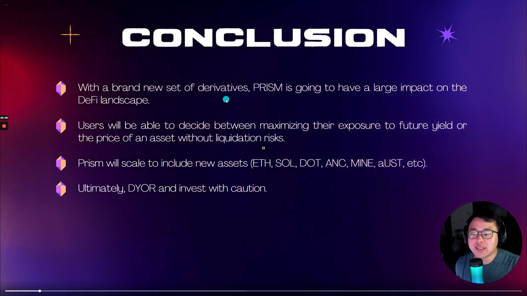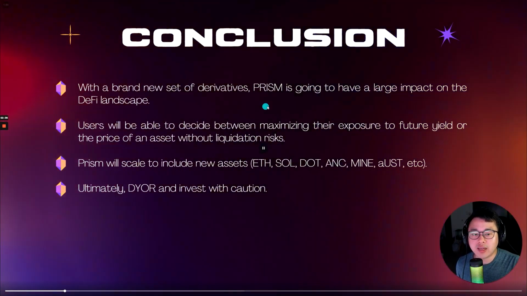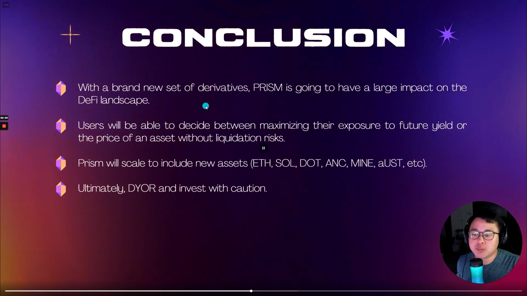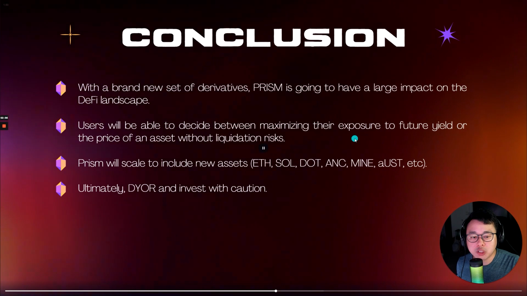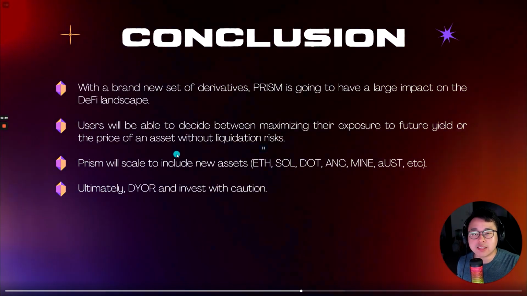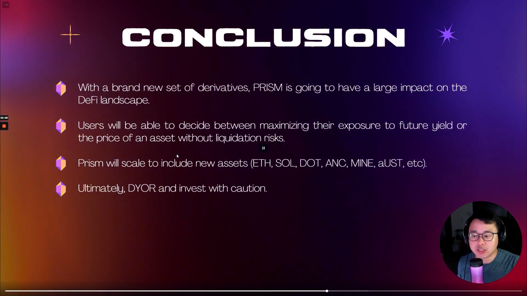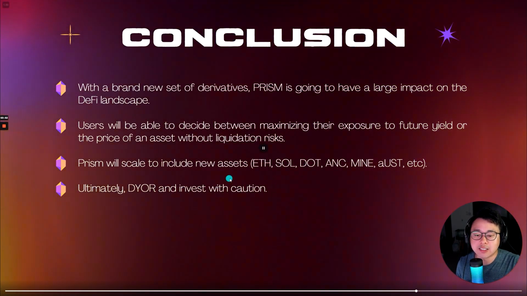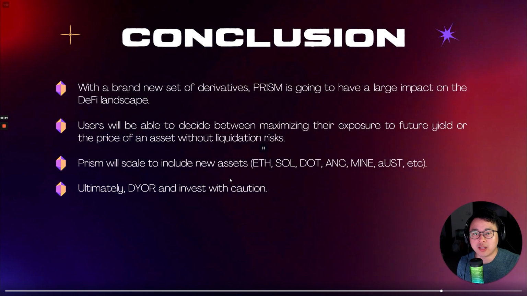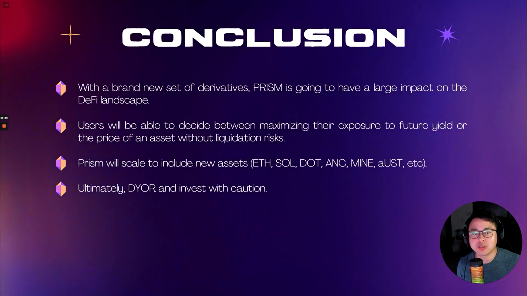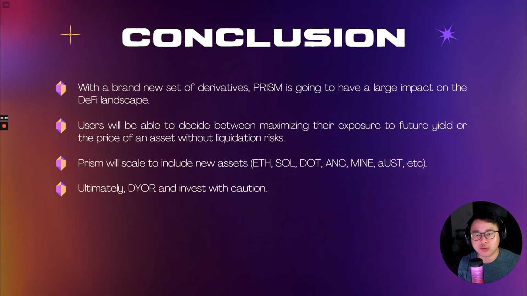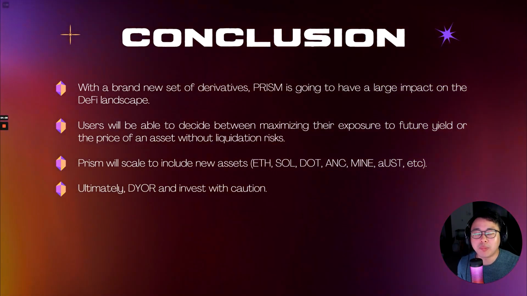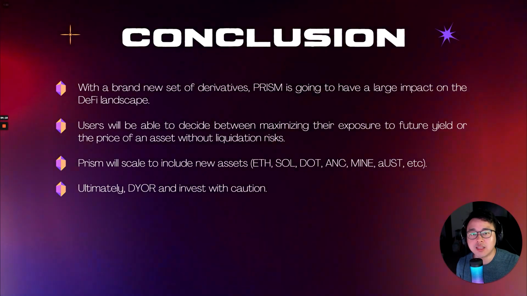So in conclusion, I think this is a pretty interesting new primitive and it's going to have a large impact on the entire DeFi landscape. Prism essentially allows users to decide between maximizing their exposure to future yield or to the price of an asset without having any liquidation risk. In the future, Prism will definitely be looking to scale into other assets such as ETH, Solana, Polkadot, and the whole of the Cosmos and Atom ecosystem. So you have your Secret Network, you have Juno Network, etc., which are all proof of stake tokens, and they can all benefit from the reflection utility that Prism offers.